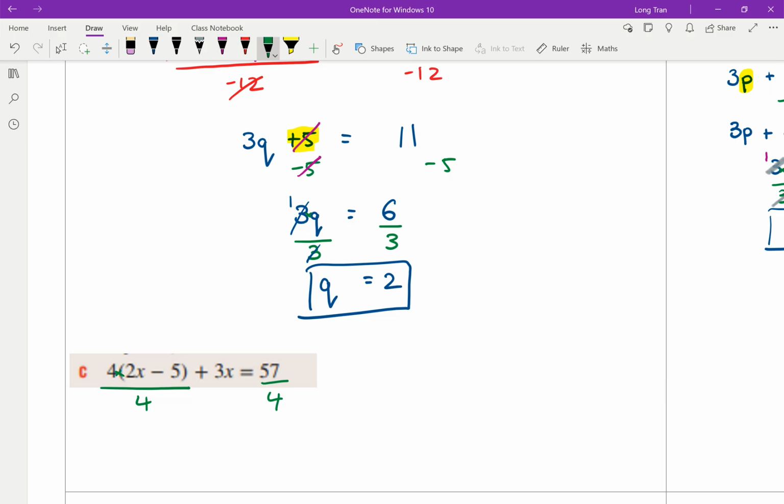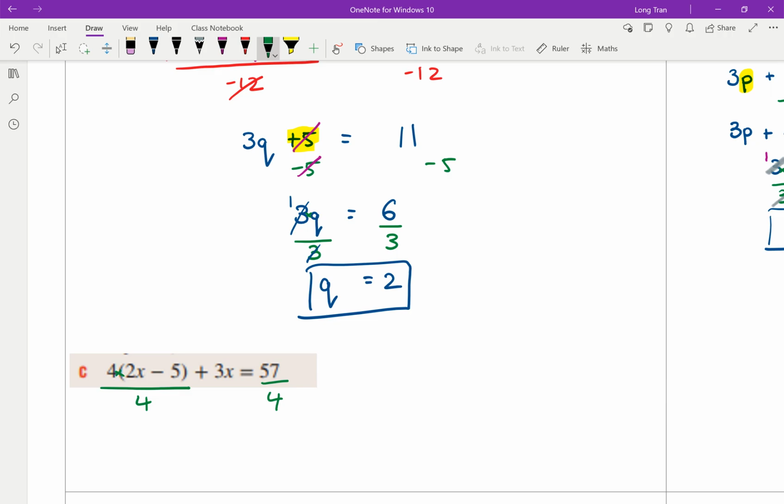Very good. Why is it that I have to divide the 3x by 4 as well? Can anyone explain to me? Because this is the common mistake that goes from year 7 all the way up until year 12. I'm still fixing students who are not dividing that 3x by 4. Because they're like, yeah, balance the equation. I've done it on the left. I've done it on the right. Why do I have to do it to 3x as well?